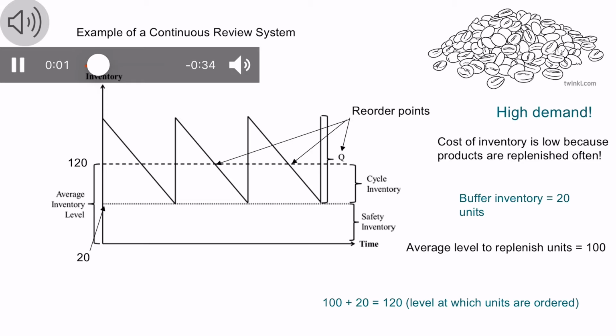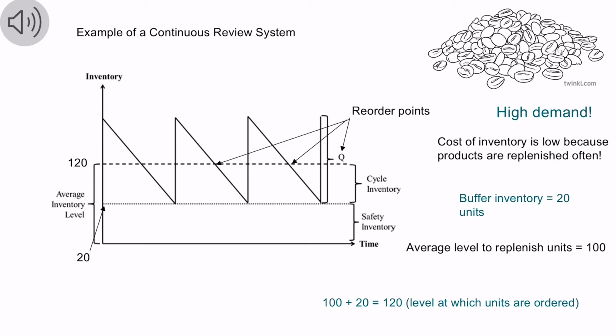A coffee brand produces roasted coffee beans that are in high demand as they are a popular product. These items are supplied to customers regularly as they have high demand rate. The cost of inventory is low, as items are reordered once the stock reaches 120 units. Therefore, they replenish often. The agreed buffer inventory is 20 units, as it is uncommon for the level of stock to plummet below that. The level at which units are ordered is 120, as that is the result of the average inventory level plus the buffer inventory level.